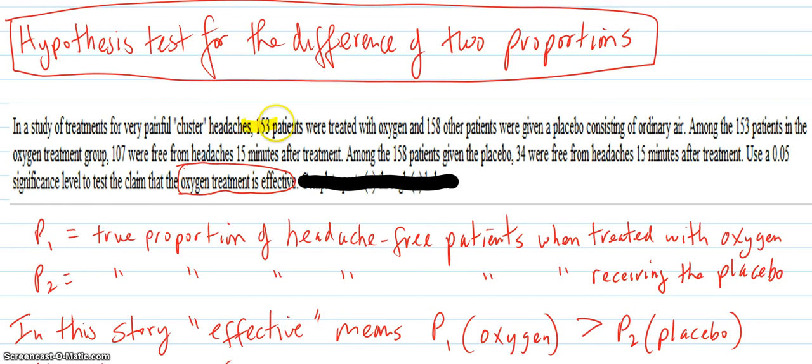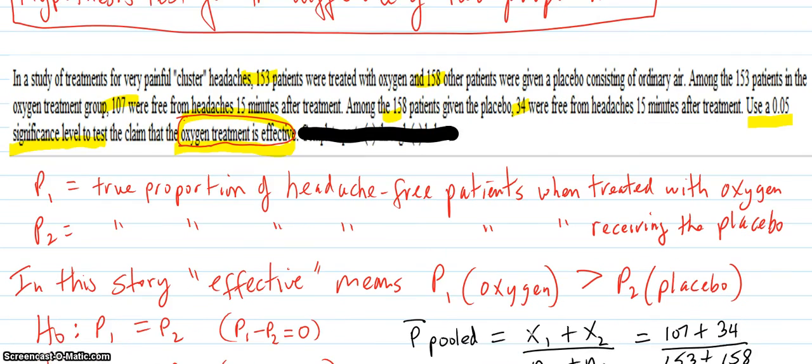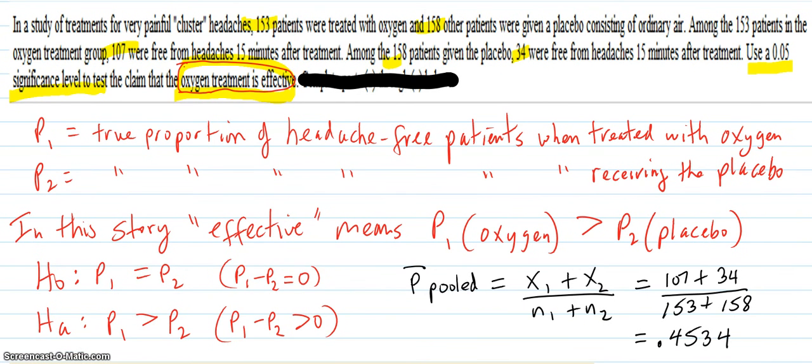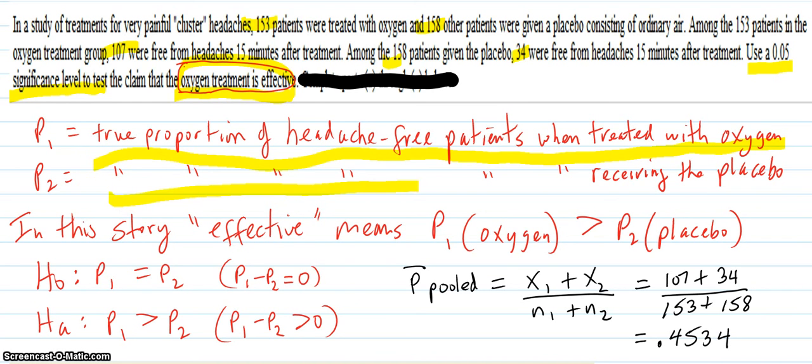So it's the same patients, the same number of headache-free people in 15 minutes, and in the placebo group. But this time it says use a 0.05 significance level test to test the claim that the oxygen treatment is effective. Okay. So P1 is the true proportion of headache-free patients when treated with oxygen. P2, same thing except for receiving the placebo.